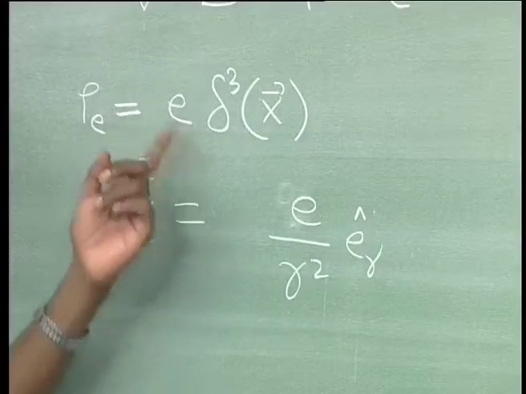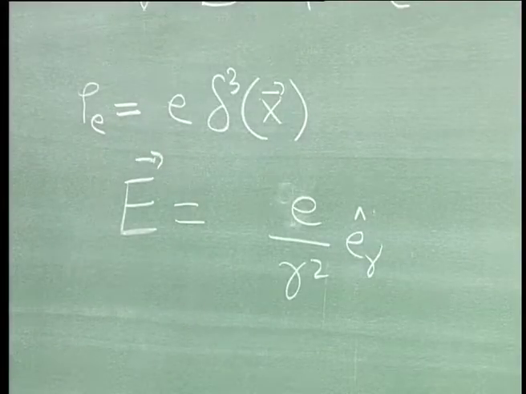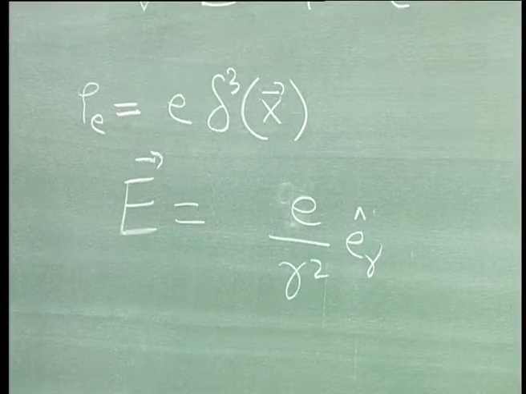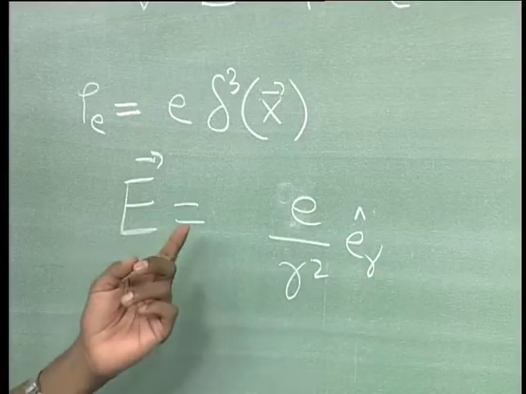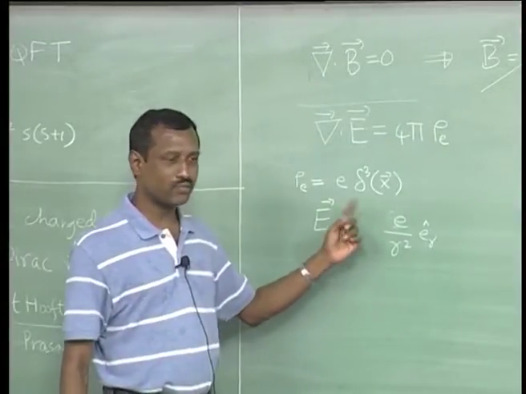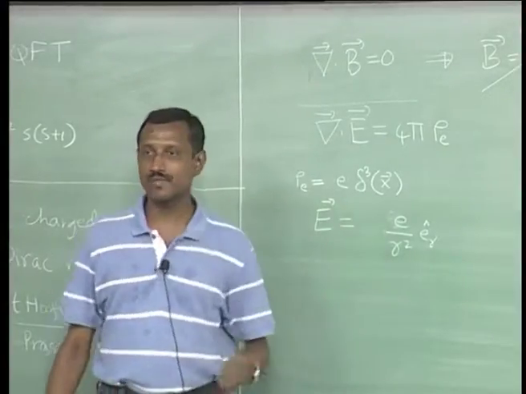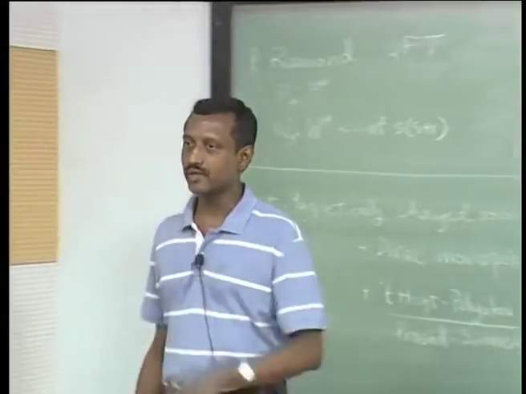Or should I put a q here? Okay, I will leave E. So this is what you would have written, 1 upon r square times a unit vector in this direction. We are working in Gaussian units, so is there any 4 pi? No, nothing. 1 by 4 pi epsilon naught is 1. So this is what you have.